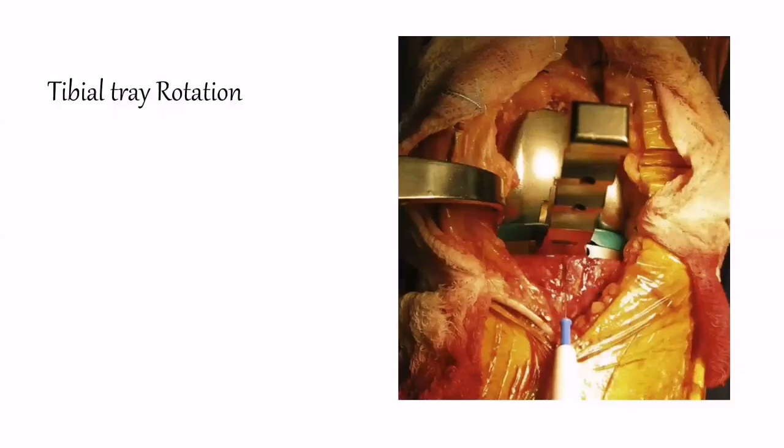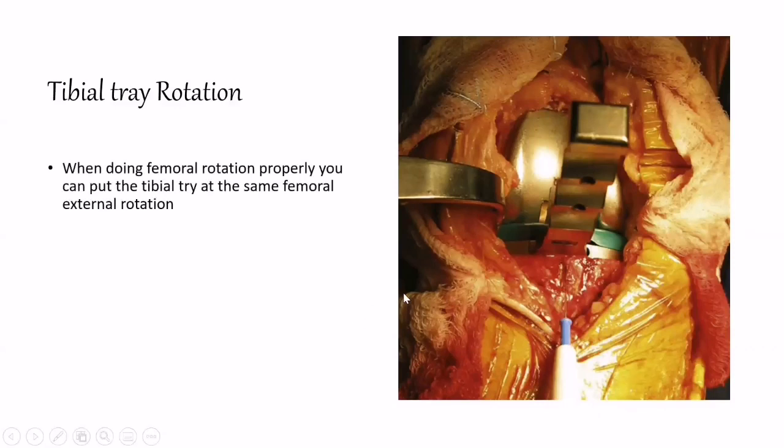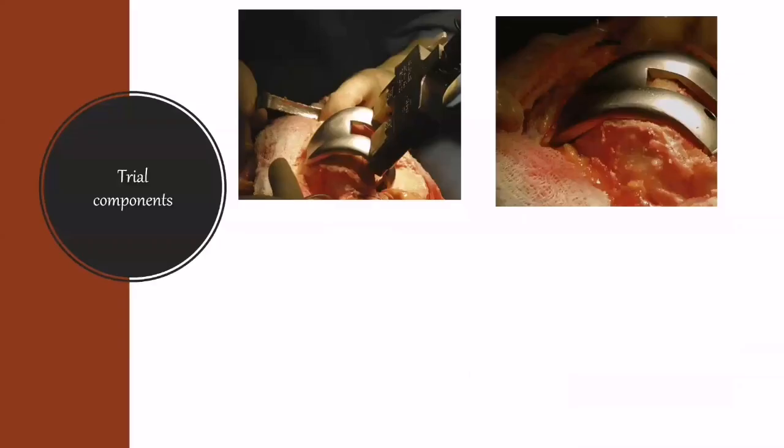So for the tibial tray rotation, when doing a femoral rotation properly, you can put the tibial tray at the same femoral external rotation, and the system will allow the surgeon to handle the tray by rotation with this handle, as you see in this picture. And remember that the tibial tuberosity is almost on the lateral side, so that's why we are choosing from the central and the medial third of the tibial tuberosity.